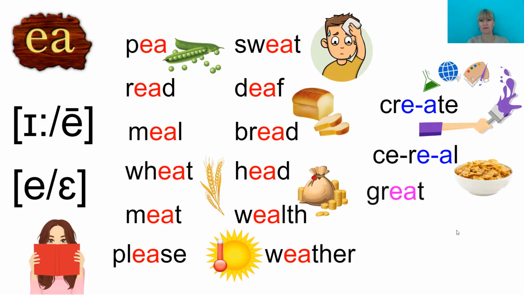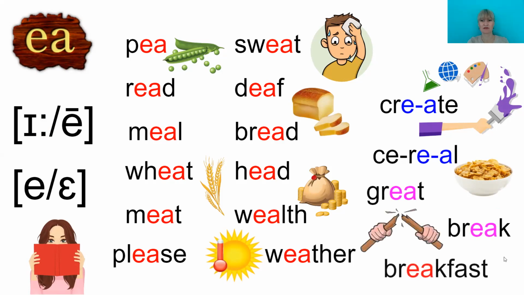Or we have a couple of exceptions, like words great or break. It is one word and one syllable, great, break. We have a diphthong sound here, so basically E is mute, is silent here.